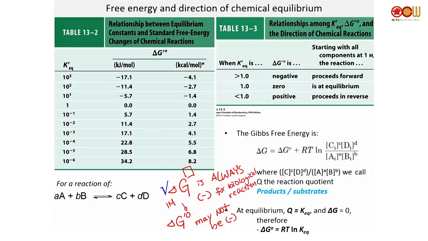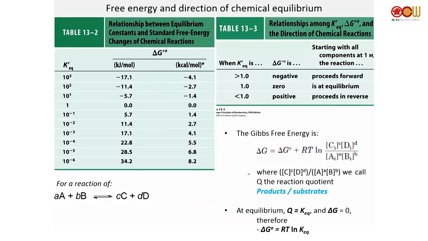So the real delta G is always negative, because if it's not negative, it cannot occur. So it's actually logical thinking. If it's not negative, it will not happen. If it will not happen, it doesn't make sense, right? Does that make sense? So everything that's happening to you right now, the delta G is negative. 合理哈? Okay?